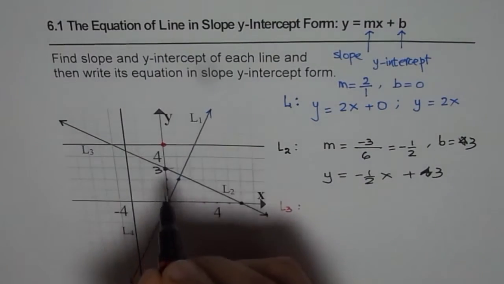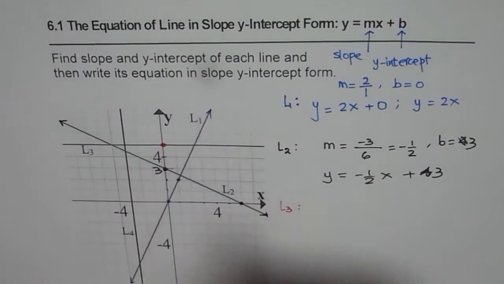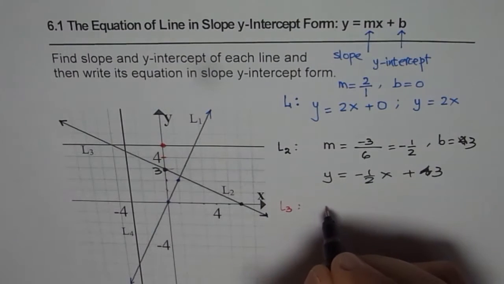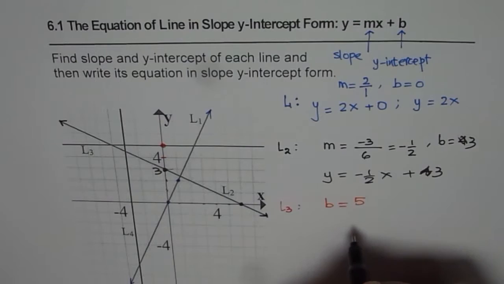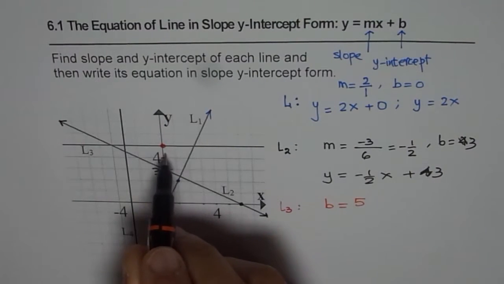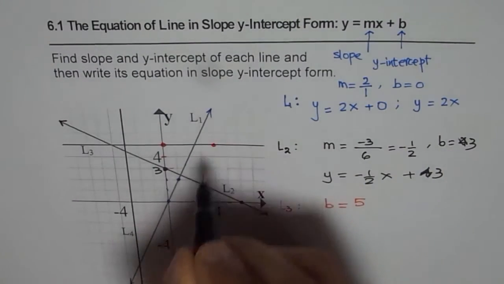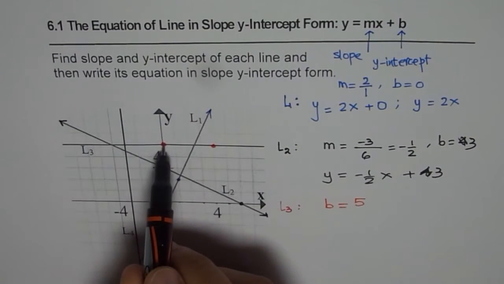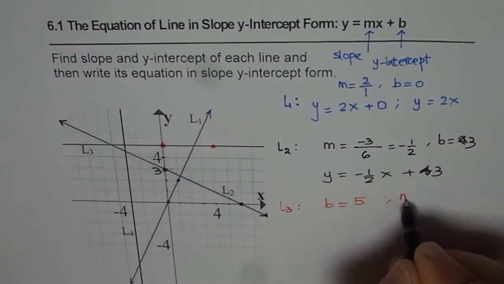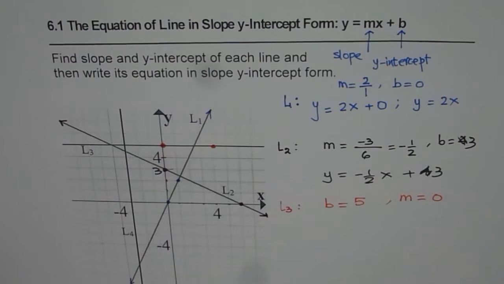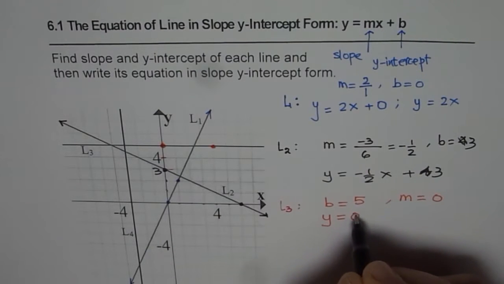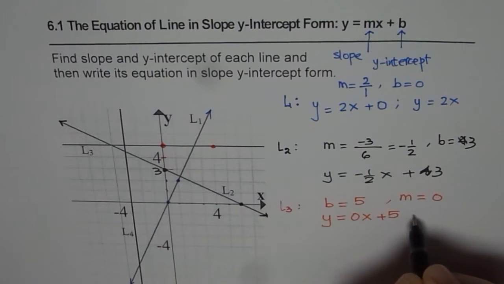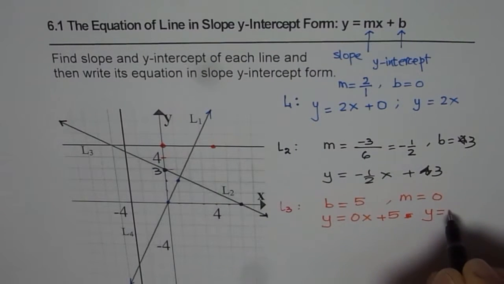So here the y-intercept is 5. So we can write b equals 5. This time I'm writing the y-intercept first. Now what is the slope of this line? Let us consider another point on this. So moving from here to here, what is the rise? Rise is 0. So in this case, m equals 0. So therefore, we can write the equation of this line as y equals 0 times x plus 5, and of course 0 times anything is 0, so the equation is y equals 5.